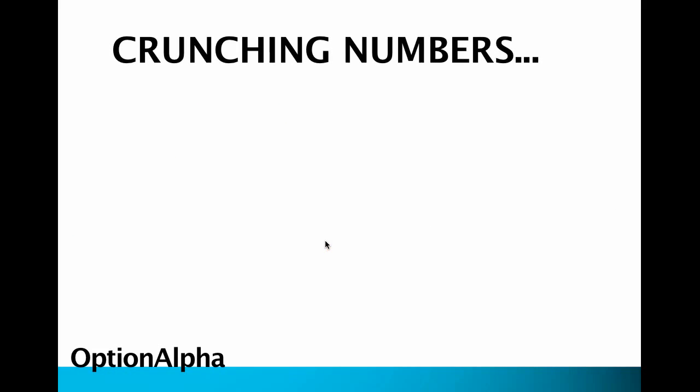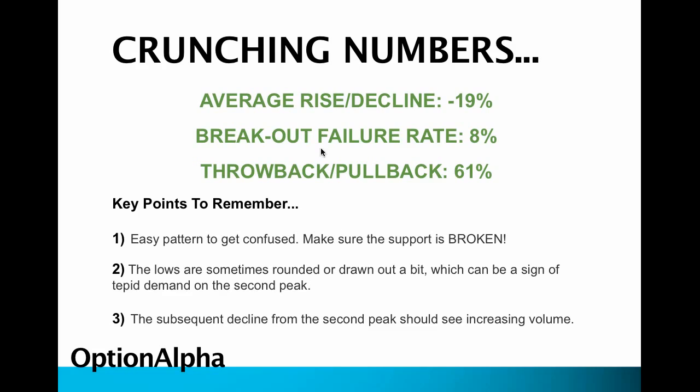So as always, let's crunch some numbers here on Option Alpha. The average decline for this particular double top pattern is about 19% historically. Again, that's a really good rate for short patterns. You're not going to get these 68 to 80% declines on these things, but 19% is pretty good. The breakout failure rate is only about 8%. So again, you can see how important it is that we actually make sure that that support level is broken.